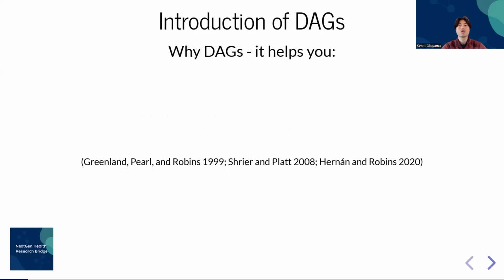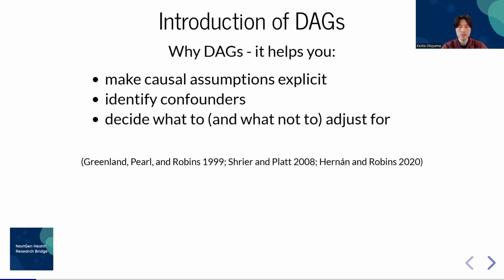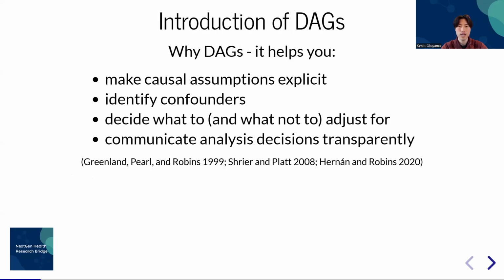Okay, so first of all, why do we use DAGs in our epidemiological research? Because DAGs can help us make causal assumptions explicit, identify confounders, decide what to and what not to adjust for, and communicate analysis decisions transparently between your co-authors, collaborators, and also reviewers.